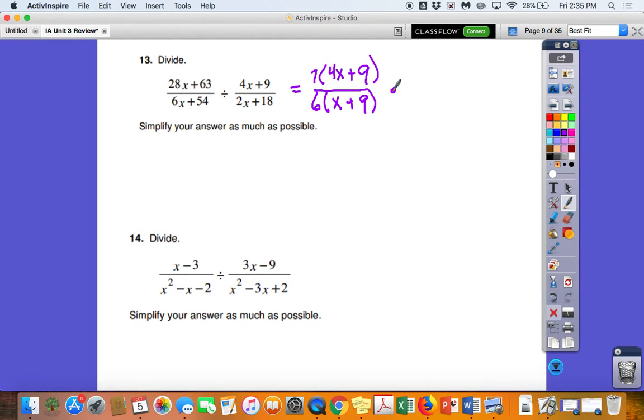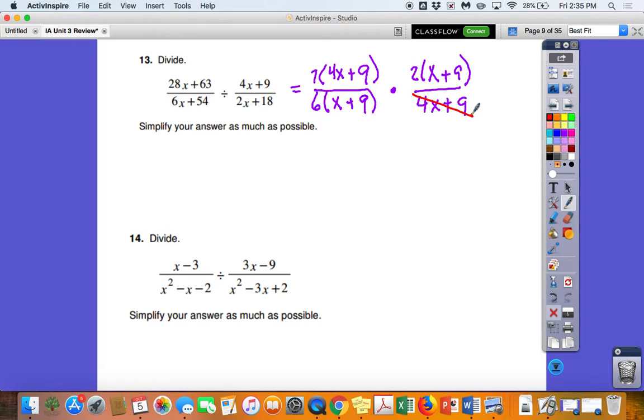Okay, got to change it to multiplication, and purposely remember to flip it. So let's do the bottom one and write it on the top. Take out a 2, you got x plus 9. All right, on the top one, oh, you can't do anything with that, can you? That's just 4x plus 9. You're stuck.